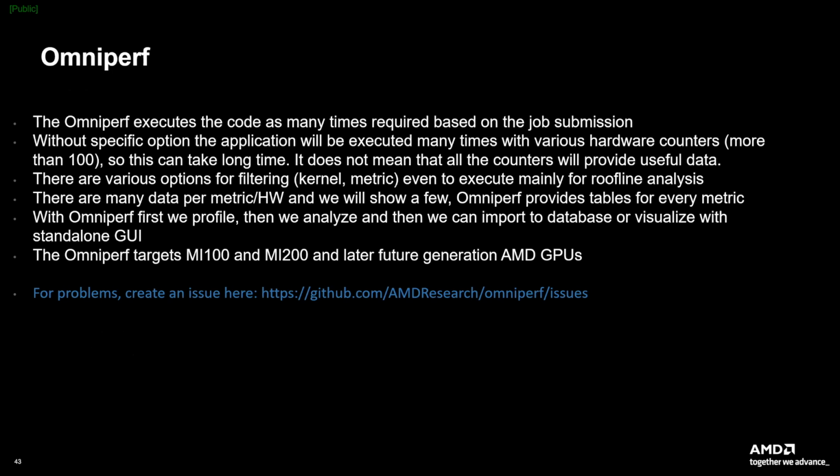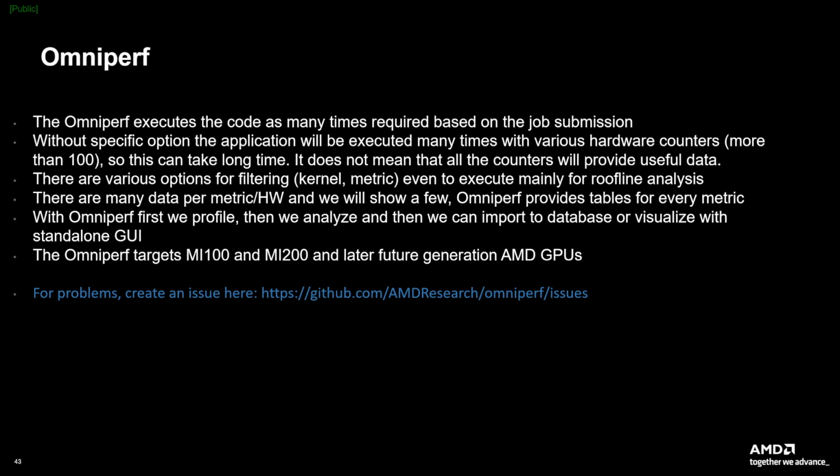There are various options for filtering by kernel, metric, and event, executed mainly for roofline analysis. There is a lot of data per metric and hardware, and we'll show a few. OmniTools provides tables for every metric. With OmniTools, first we profile, then we analyze, and then we can import to a database or visualize with the standalone GUI, and I will show you a bit.